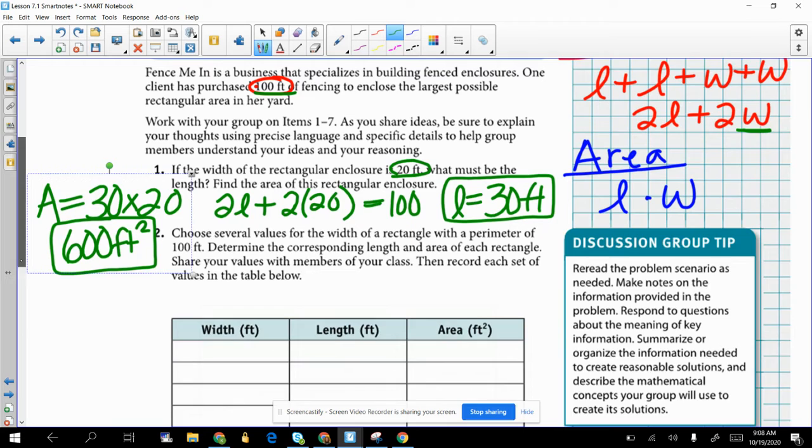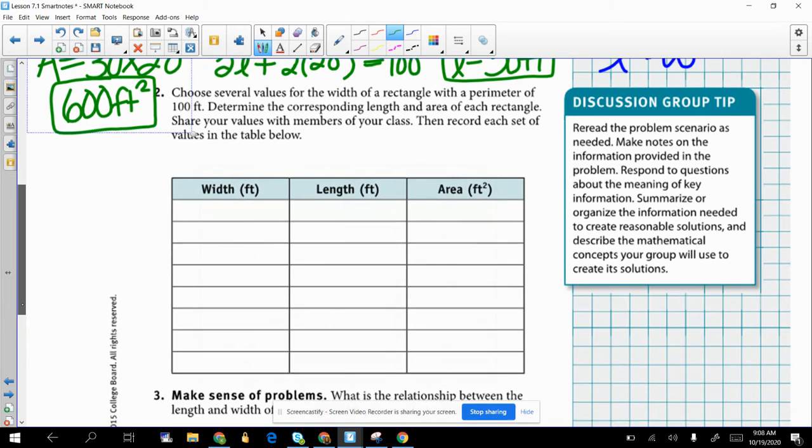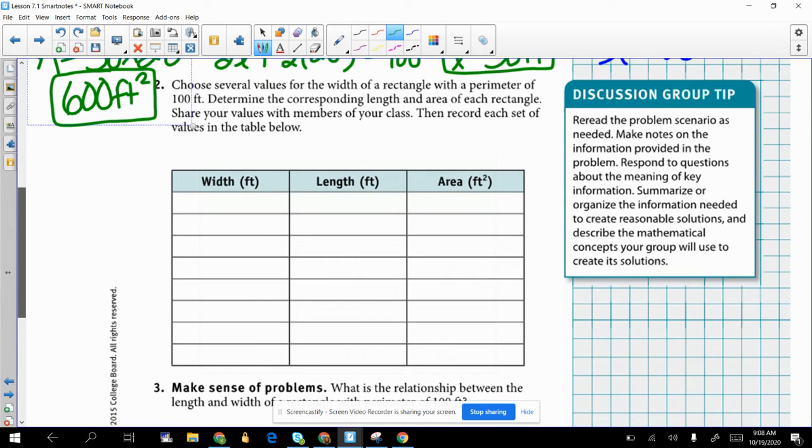Okay, so now it says choose several values for the width of a rectangle with a perimeter of 100 feet. Determine what the corresponding length would be and the area of each rectangle. So what I want you guys to do is go ahead and fill out this table below, and you get to come up with whatever widths you want, and then you would come up with the corresponding lengths, and then you would multiply them for the area. So go ahead, pause the video, and do that now.